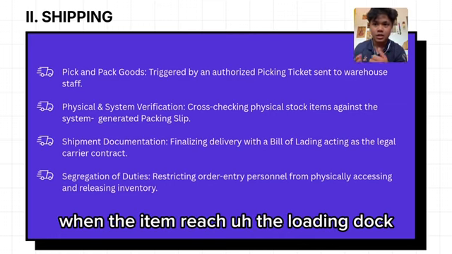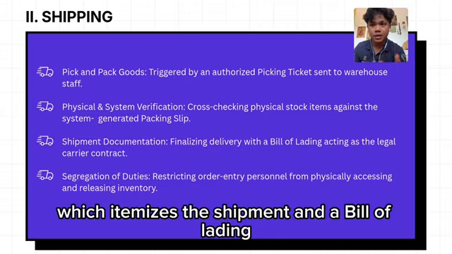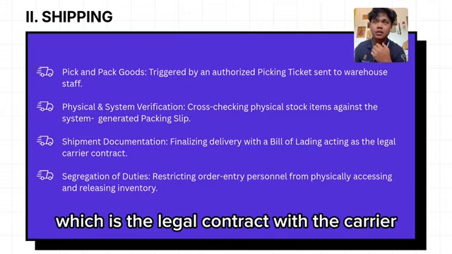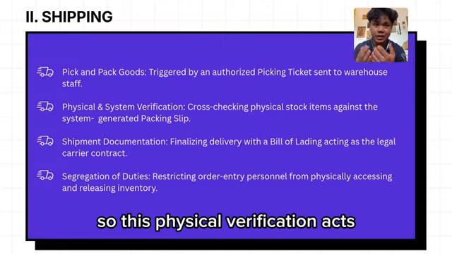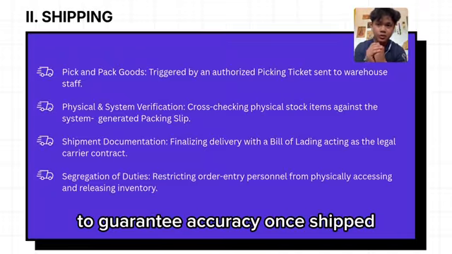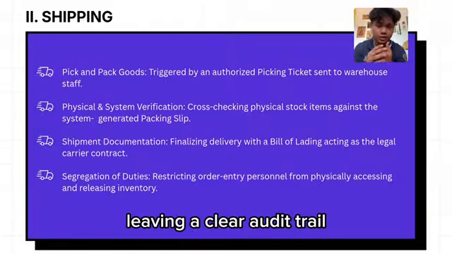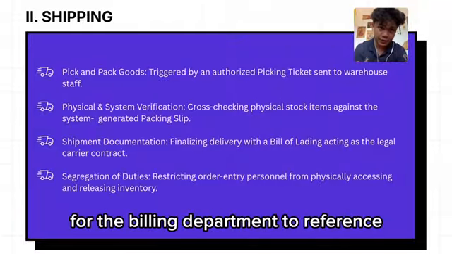When the items reach the loading dock, they are physically verified against a packing slip, which itemizes the shipment, and a bill of lading, which is the legal contract with the carrier. So this physical verification acts as an essential secondary control process to guarantee accuracy. Once shipped, the transaction is locked, leaving a clear audit trail for the billing department to reference.